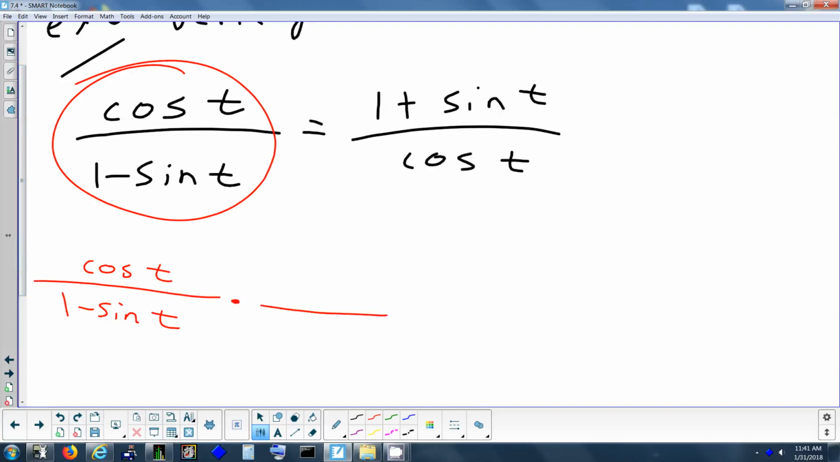Okay. What's the conjugate of 1 minus sine? 1 plus sine. Okay, the conjugate, all you do is change the term in the middle. So 1 plus sine over 1 plus sine.